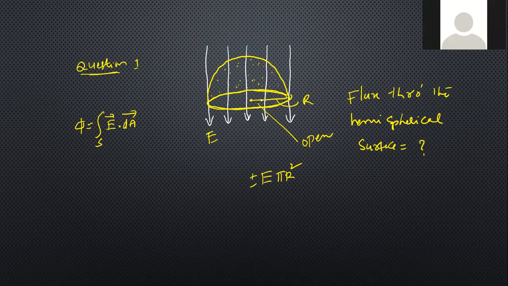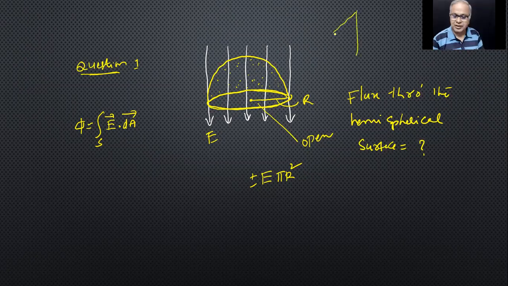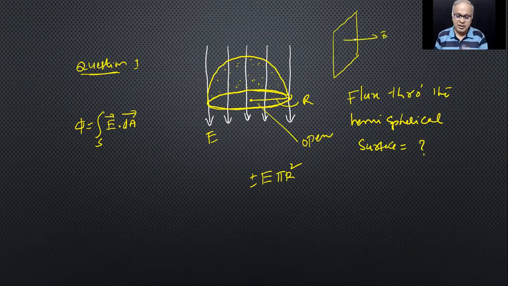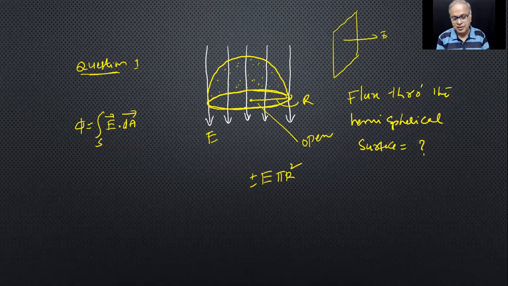That's why in the beginning itself, I put it like that. Flux is E into the perpendicular area. But here, this actual area is not perpendicular to the field lines. But what is perpendicular? The projection. So E into the projected area, which is perpendicular, is what you call flux.